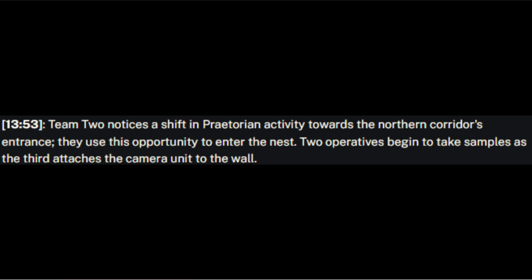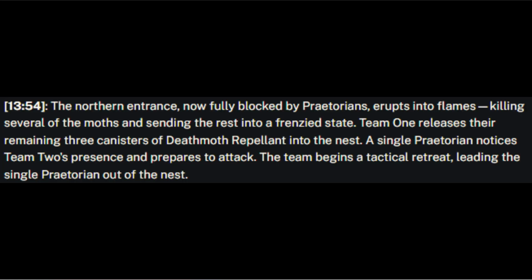1353. Team 2 notices a shift in Praetorian activity towards the northern corridor's entrance. They use this opportunity to enter the nest. 2 operatives begin to take samples, as the third attaches the camera unit to the wall.